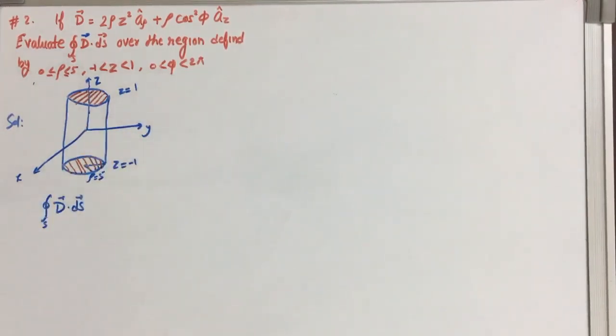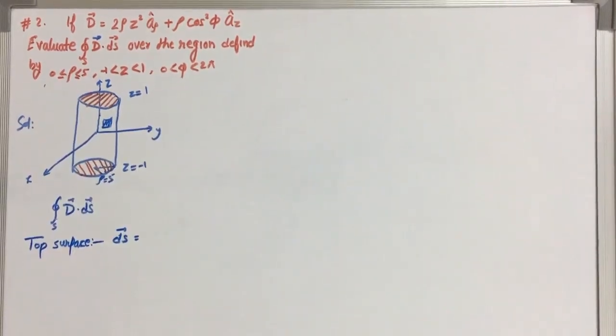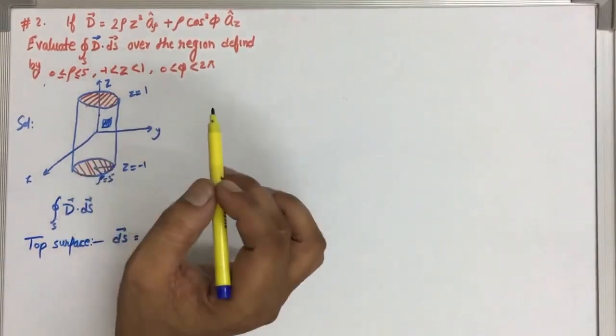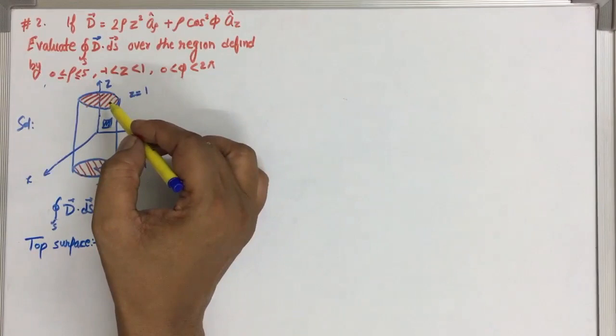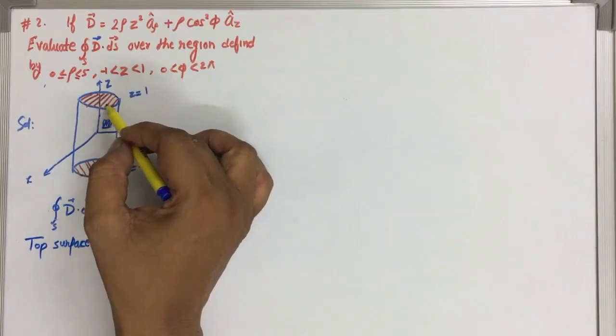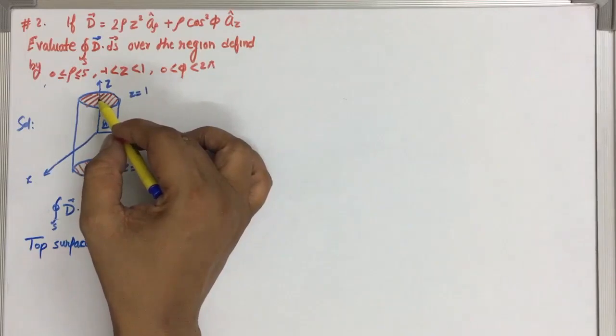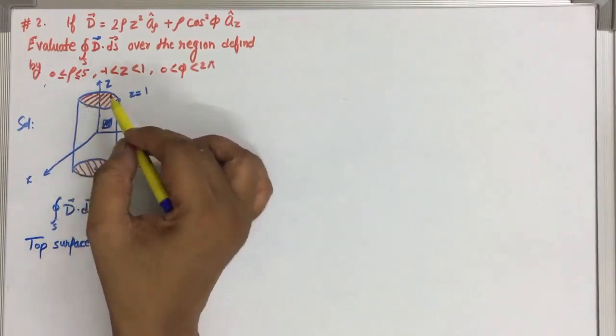So in this way, if we wish to find the total differential surfaces, we have the top surface, bottom surface and curved surface. Now let us start to find the differential surface for the top surface. In this case, z is fixed, rho is changing from 0 to 5 and phi is changing from 0 to 2 pi.